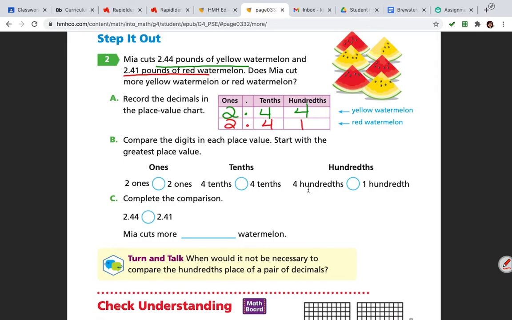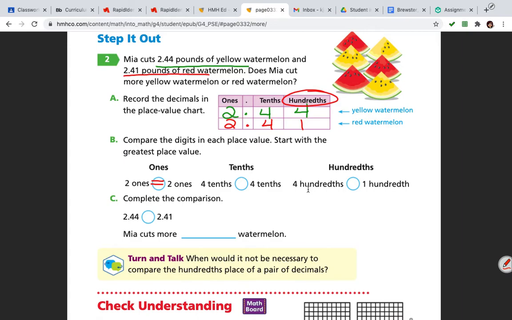And let's compare the numbers. The 2s are the same, the 4s are the same, and the hundredths is the number we're going to look at to compare. Compare the digits in each place value. Start with the greatest place value. So we're going to start in the ones place where our whole number is. We have 2 ones and 2 ones, that's equal.